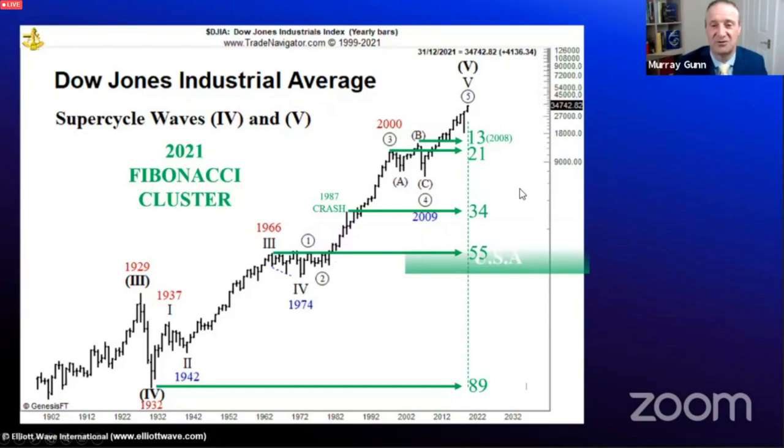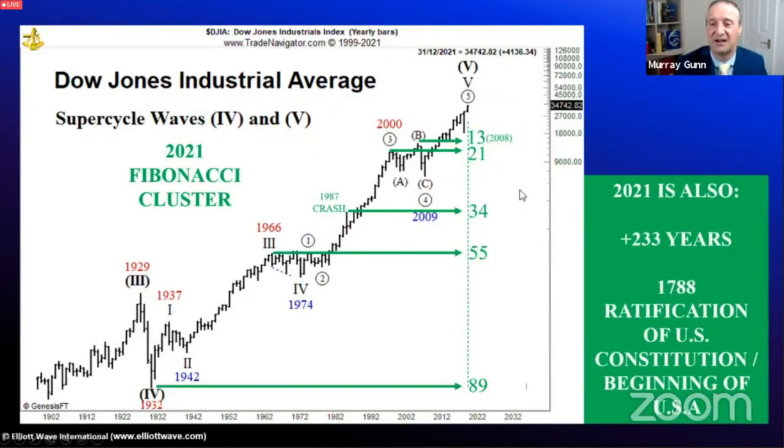So incredibly interesting. And not only that, it's also 233 years from 1788, which is when the Constitution of the USA was ratified. And so it was really the beginning of the USA. So all these numbers are Fibonacci numbers. And so to have such a confluence, a cluster coming in at 2021 tells us that this year could be really one for the history books. So we're expecting the rest of the year to be incredibly exciting.